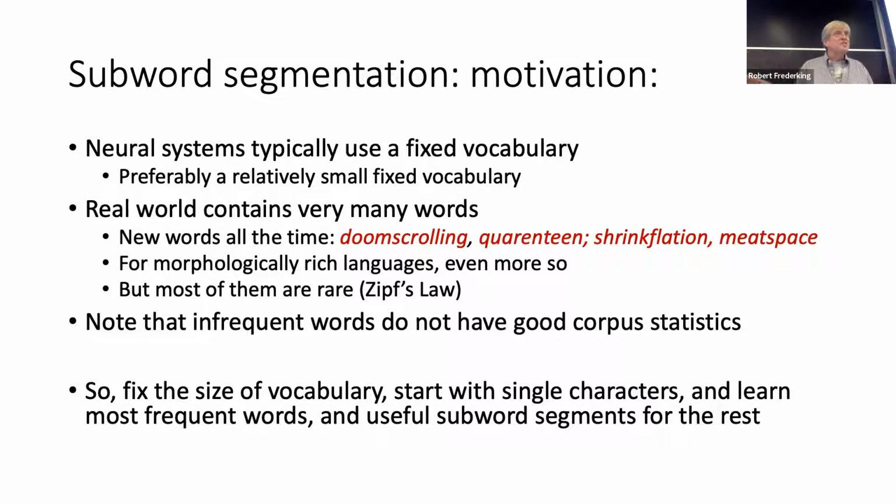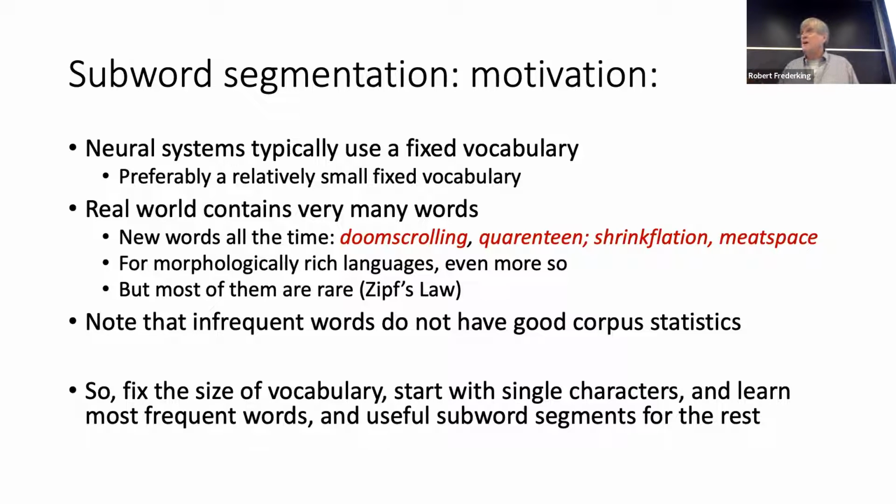The new words this year, for example, are shrinkflation. That's when the thing gets smaller instead of being more expensive. And meatspace, which I kind of hate, but that's the opposite of virtual, which is awful. Anyhow, there are these new words all the time in every language. And so you have to handle new words somehow.